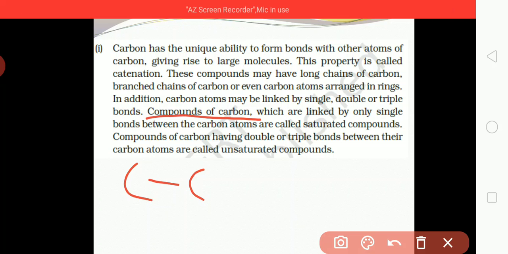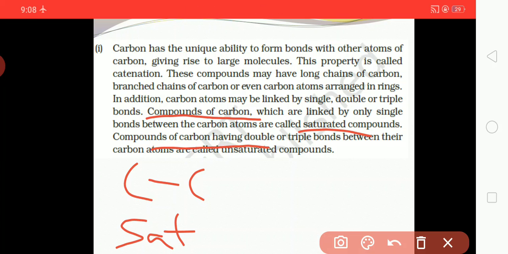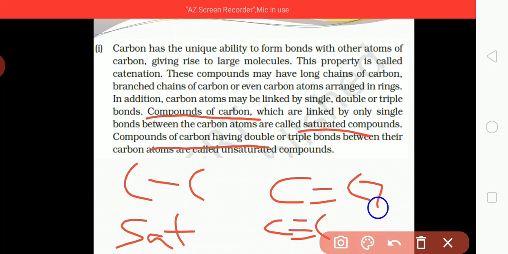are said to be saturated. Whereas compounds of carbon having a double bond or a triple bond, C double bond C or C triple bond C, are said to be unsaturated.